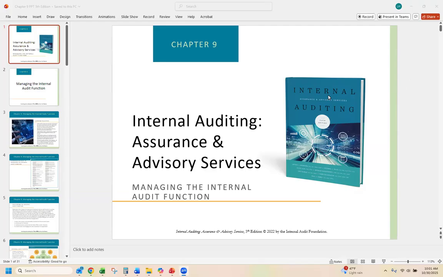Let's get into it. In this particular chapter, we're talking about managing the internal audit function. And so we're going to talk a lot about the setup. We know a lot about the structure, but we're going to talk about the roles and responsibilities and other things with planning, a lot of the topics that we've touched on already, but how it all gets pulled together. So let's get started.